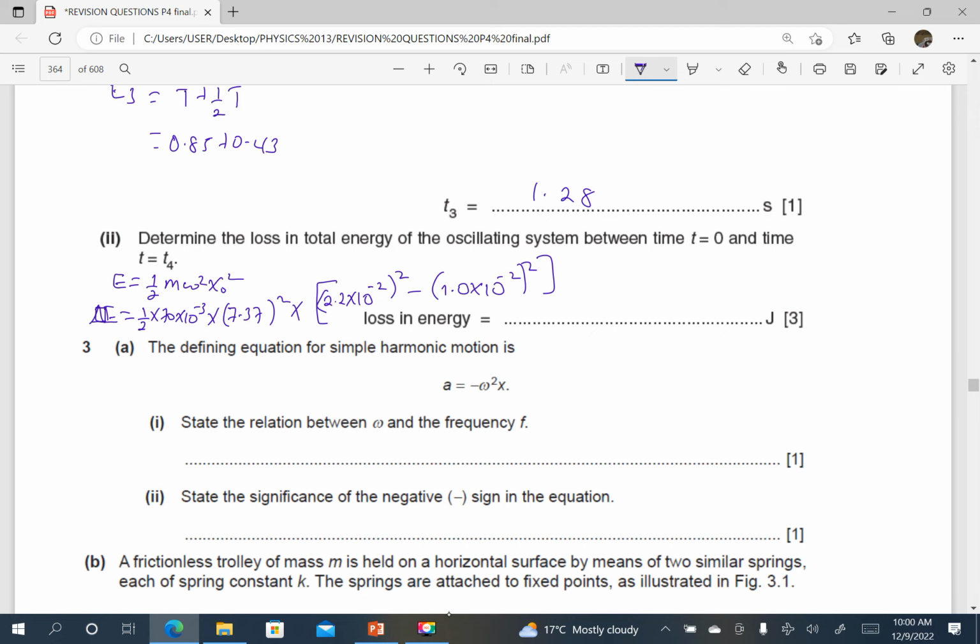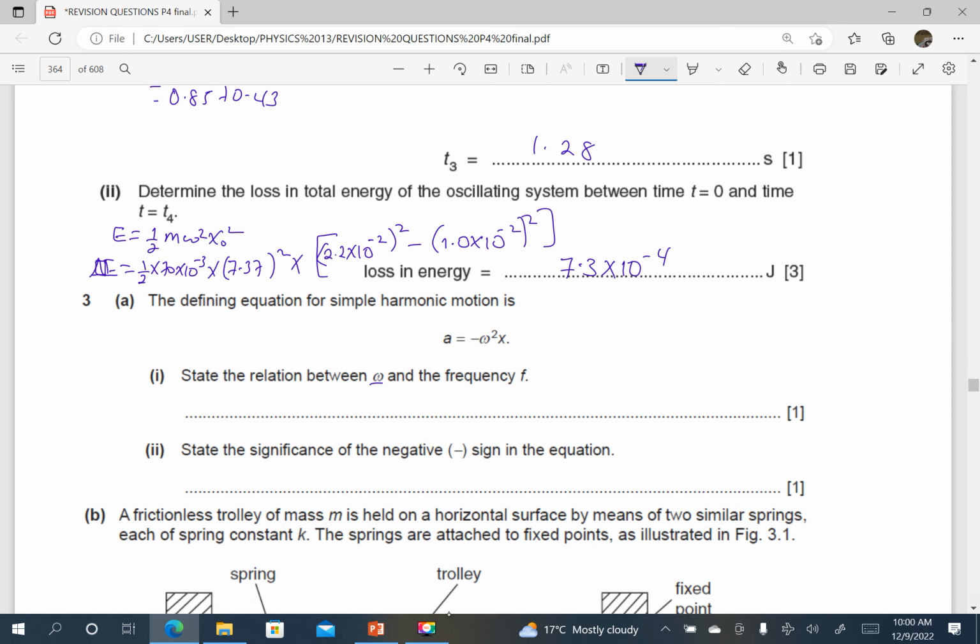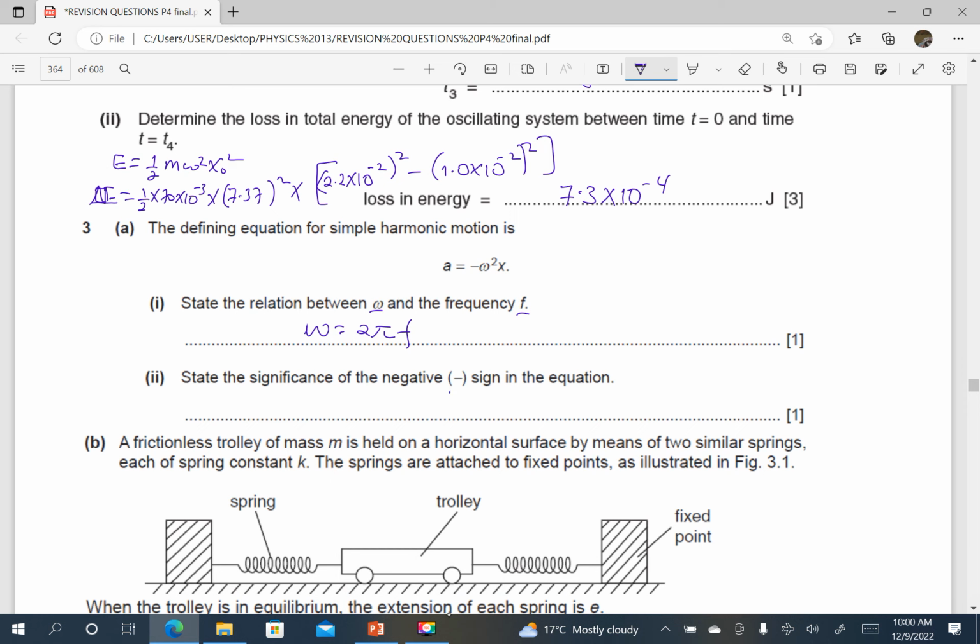So without wasting time, I go to the calculator. The difference in energy, the loss, is 7.3 times 10 power negative 4. So that is the loss in energy. Then the relation between omega and f. Of course, we know that omega is equal to 2 pi times f. Significance of the minus: the minus has always been showing that acceleration and displacement are always in opposite directions. Acceleration.